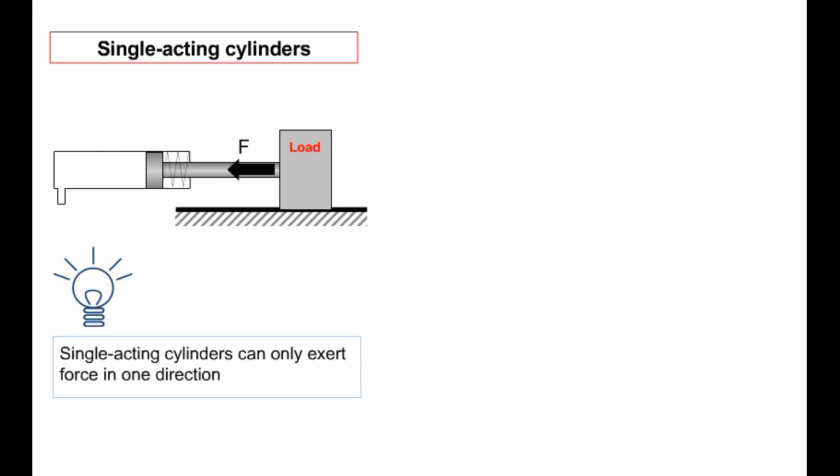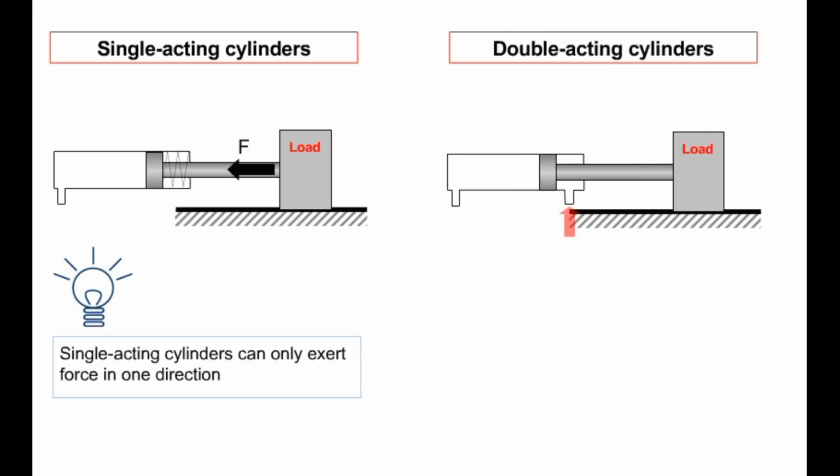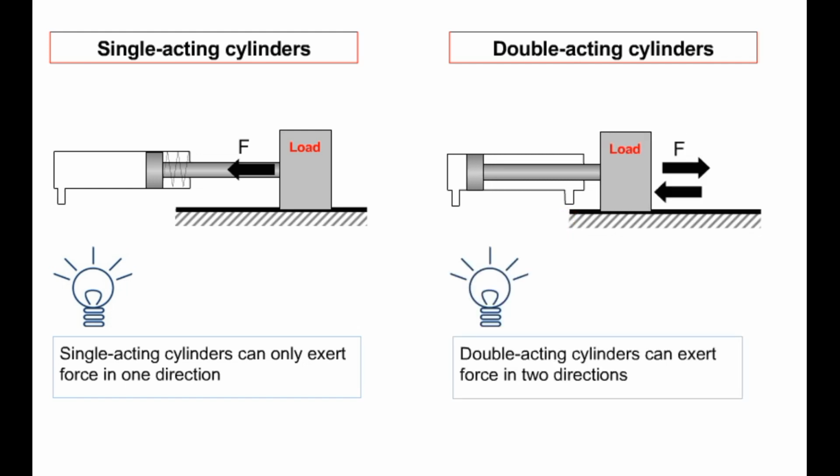Single-acting cylinders can only exert force in one direction, whereas double-acting cylinders can exert force in both extension and retraction. Our example shows a double-acting cylinder with a single piston rod. The piston can transfer pulling and pushing forces in both extension and retraction. This is the most important distinguishing feature of hydraulic cylinders with respect to their operation.